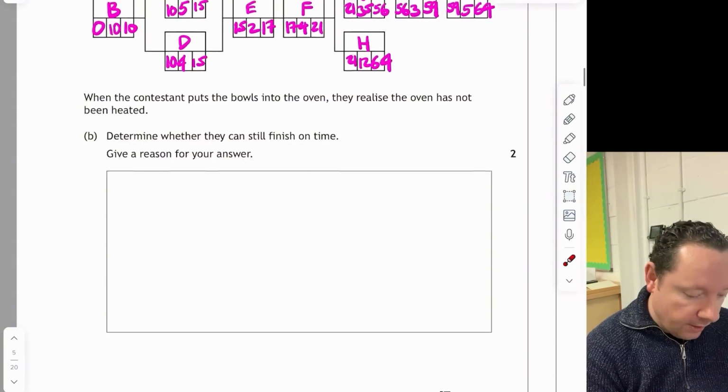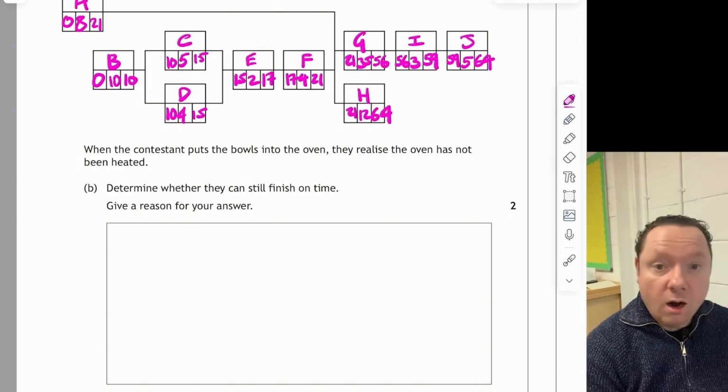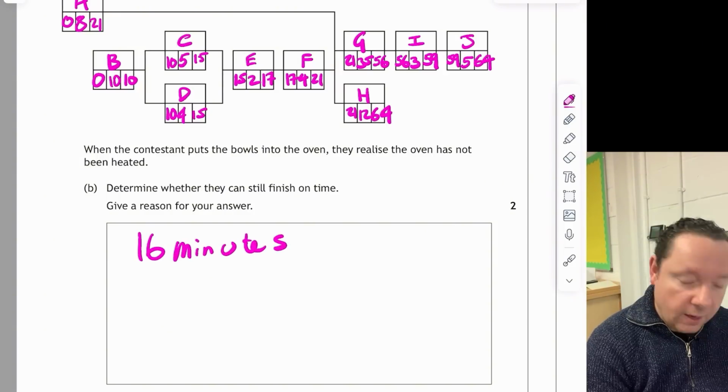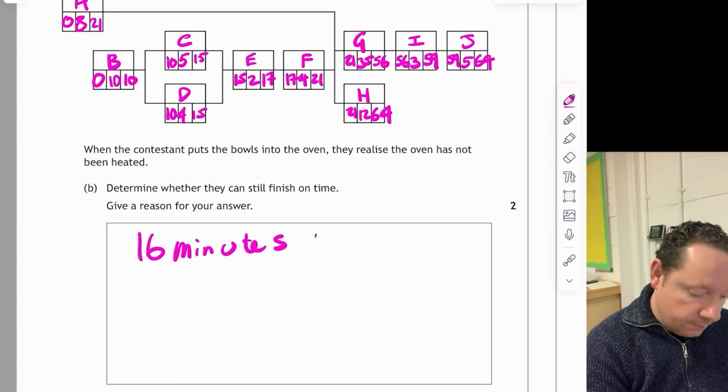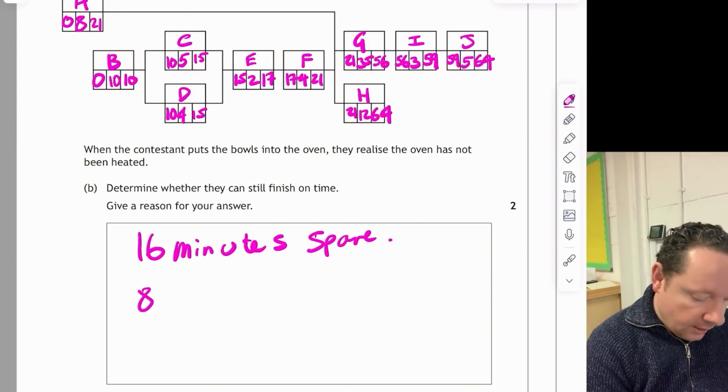So we can say that since it actually takes 64 minutes, there are 16 minutes spare. So I can write 16 minutes spare. I worked that out by doing 80 minus 64. And then we can say it takes 8 minutes to complete task A.